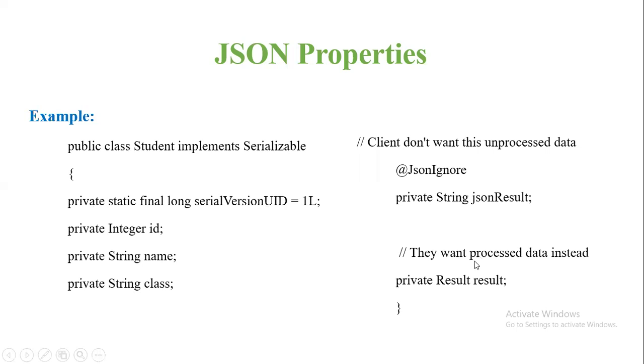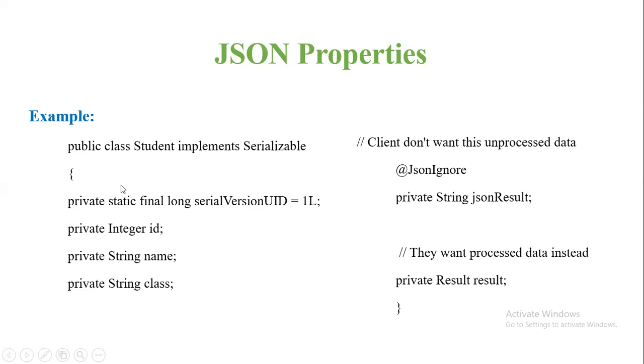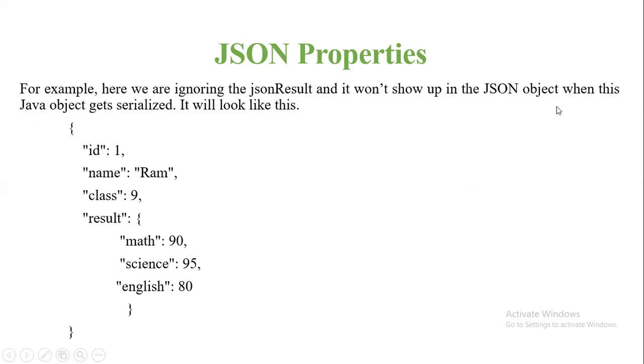If you want to process the data instead, we can use another class, result, maybe, and we have declared an object called results. So if you consider this example, here we are ignoring the JSON result and it won't show up in the JSON object. You just look here, we have actually declared four fields, right? ID, name, class, as well as JSON results. So here you just see, this JSON result output will not be there in the JSON format over here.